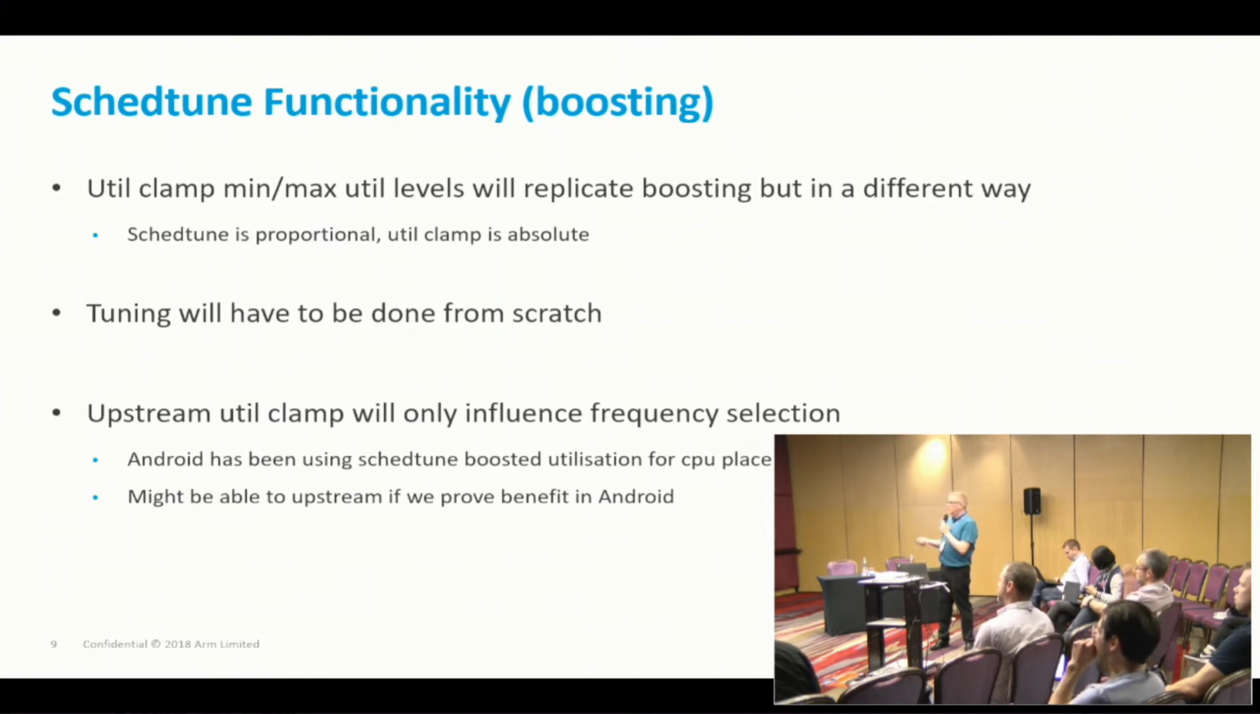And then, the first upstream version of util clamp only influences the frequency selection, and we want to use it to influence the task placement as well. So our plan for that is, we do it in Android, we prove it works, and then we try and upstream that as well.